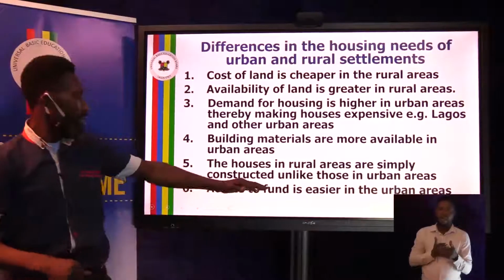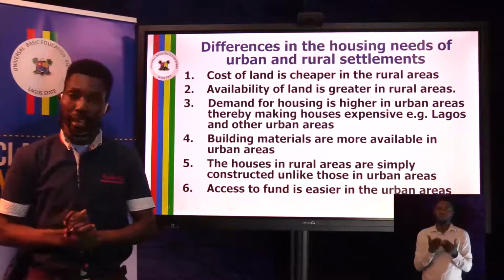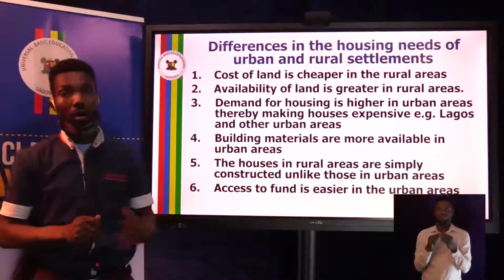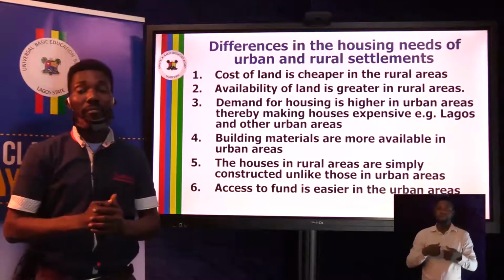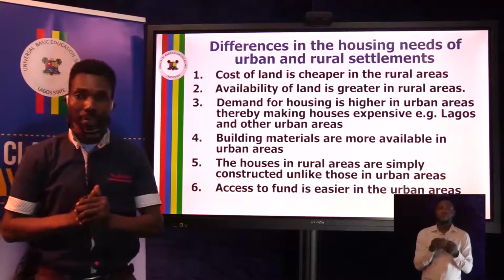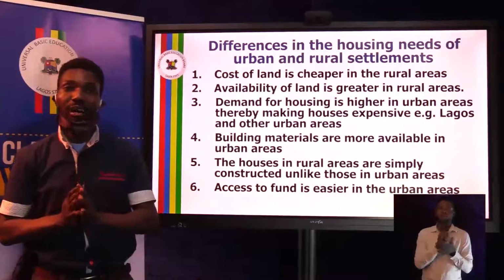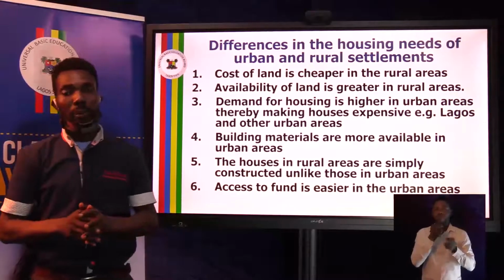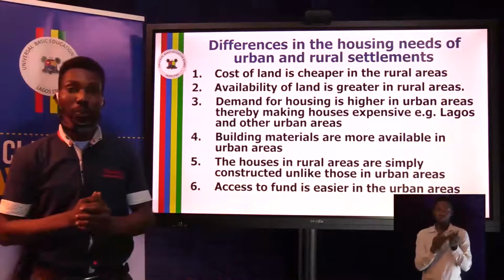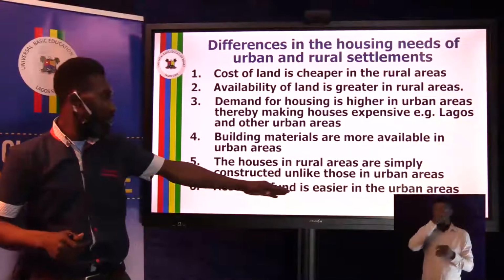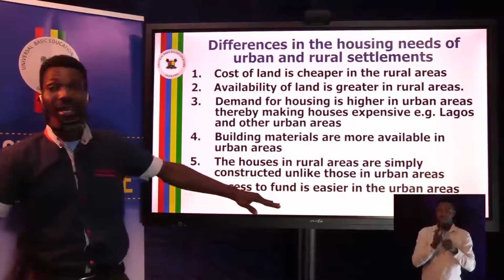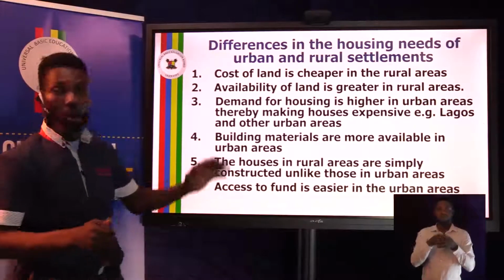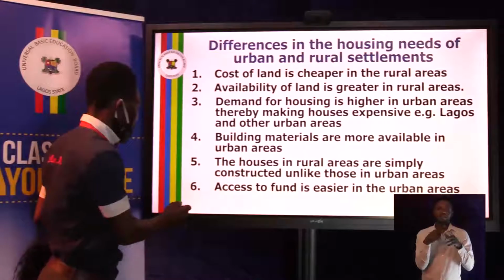Next is access to fund is easier in the urban areas. Here we have many companies, we have banks, and we have financial institutions that are ready to give loans to people, to provide houses for people. So it's very easy for somebody to build a house because of the availability. You can get access to funds from different banks to build a house in urban areas, unlike the rural areas.